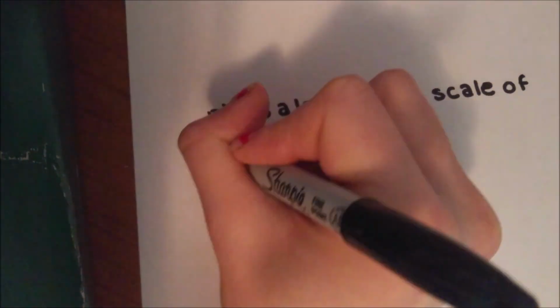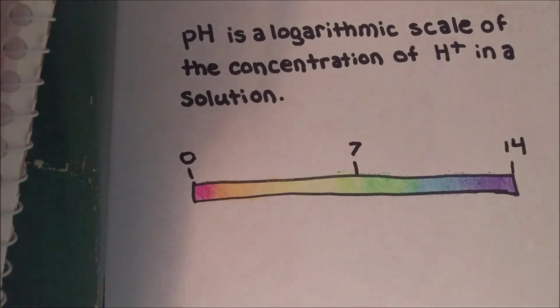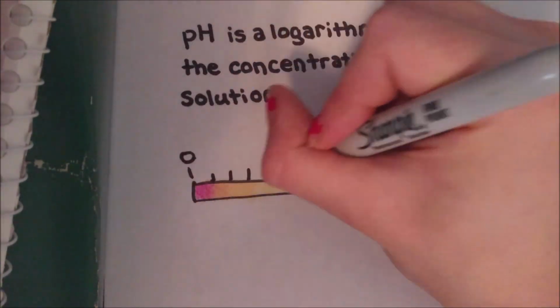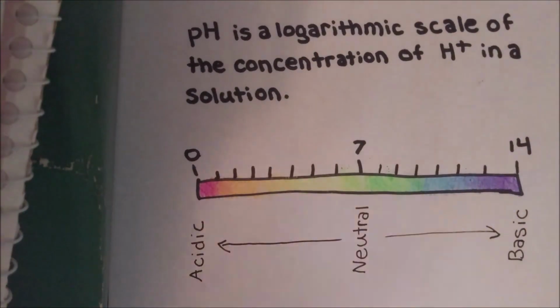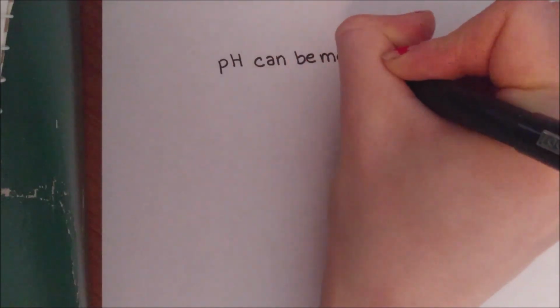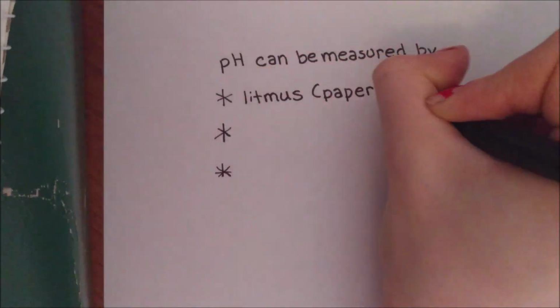Acidity is quantified by pH, a scale from 0 to 14, 14 being the most basic, 7 being neutral, and 0 being the most acidic. pH is usually measured by the color change of litmus paper, but it can also be measured with other pigments.